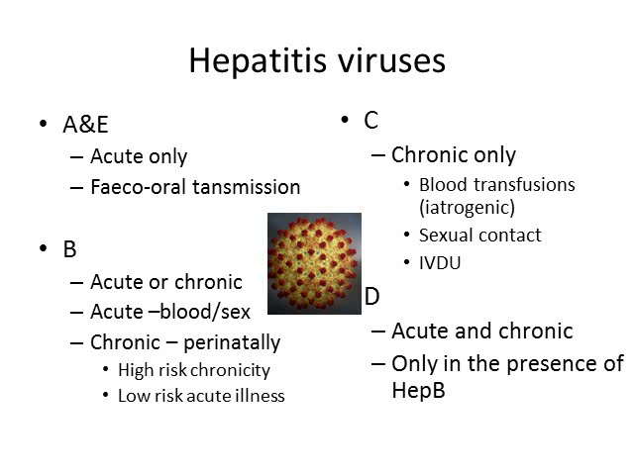C is the chronic one. Normally blood transfusions, sex, IVDUs, and B is both. So you can have blood, sex, and everything else in between, perinatally as well. Okay.